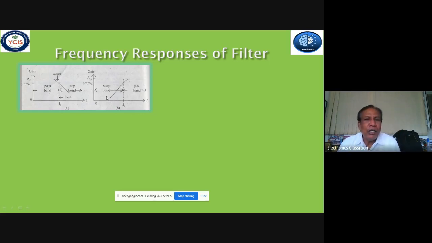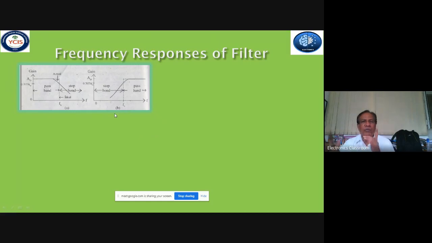Similarly, you can look at the second figure or second graph. What we observe is again a graphical representation between the frequency F and the gain A0. You can see that as frequency increases, the gain of this filter circuit increases. After a certain frequency, the gain remains constant. This is the response of the high pass filter. The earlier one is the graphical response of the low pass filter, and this is the graphical response of the high pass filter.